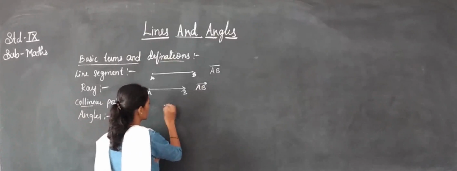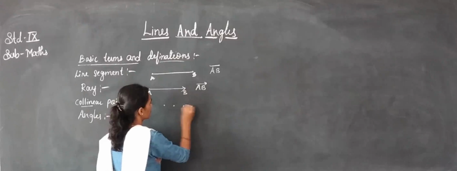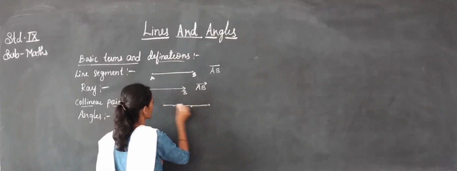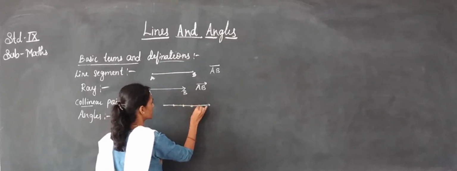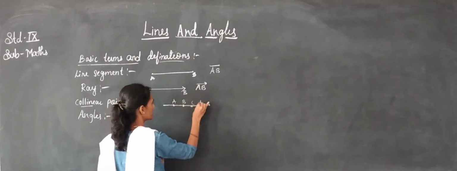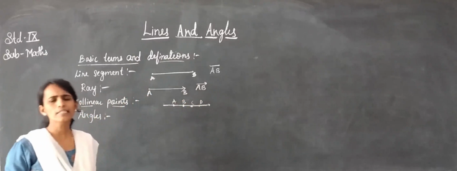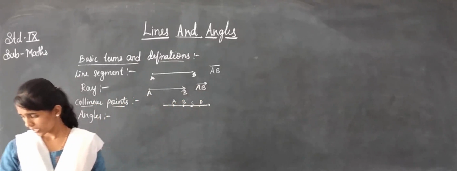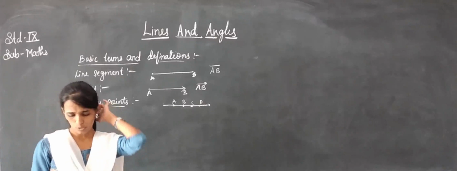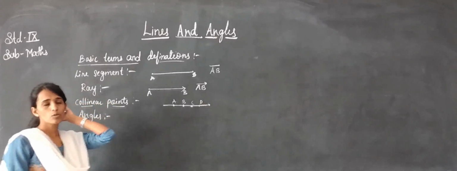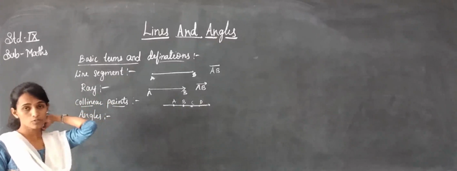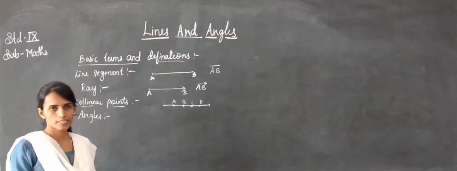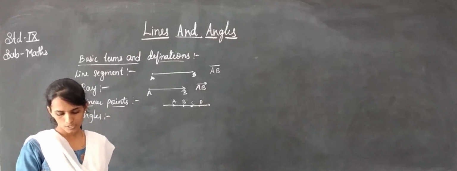For example, here A, B, C, D. They all are lying on the same straight line, so A, B, C, D are collinear. This we call collinear points. Here three or more points lying on the same line we call collinear points. So A, B, C, D are collinear points.